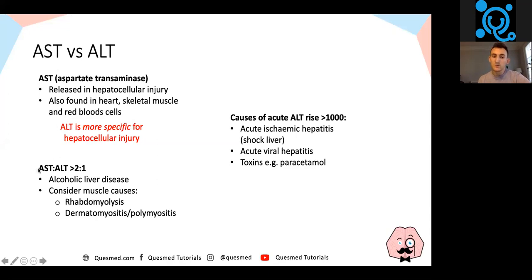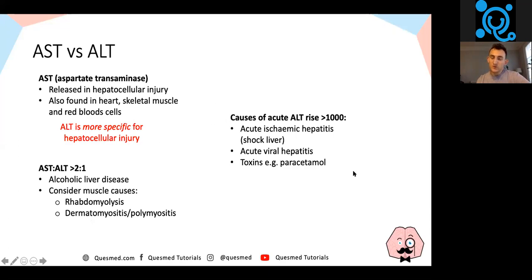As was the case in this question, when the AST to ALT ratio is more than 2:1, that tends to imply that the liver disease is due to alcohol, so alcoholic liver disease. It's also important to remember to consider other causes of an elevated AST, such as rhabdomyolysis or myositis, because, as I said before, it can be released from the muscle.